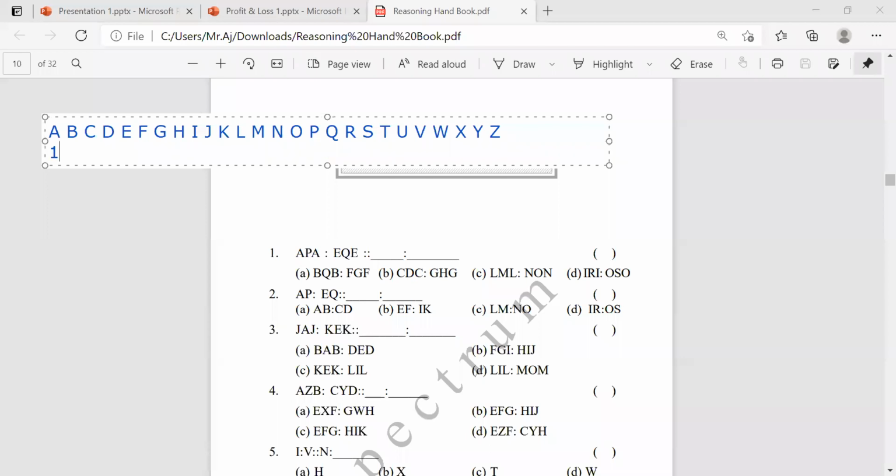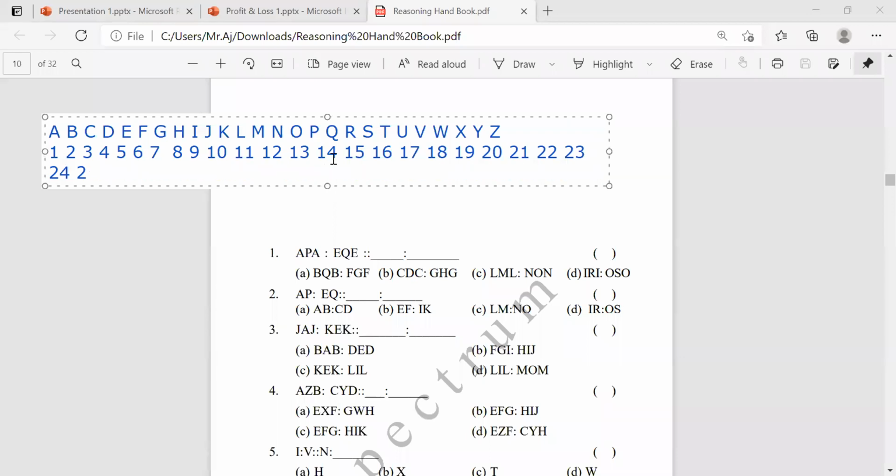For this ranking, the numbers are 1, 2, 3, 4, 5, 6, 7, 8, 9, 10, 11, 12, 13, 14. Just once again, I'm recalling this for you: 15, 16, 17, 18, 19, 20, 21, 22, 23, 24, 25 and 26.